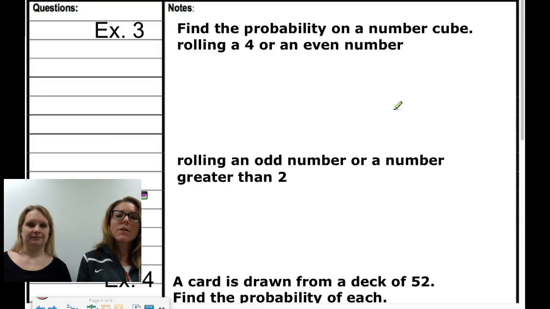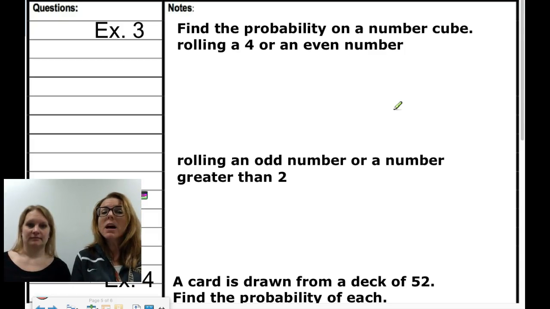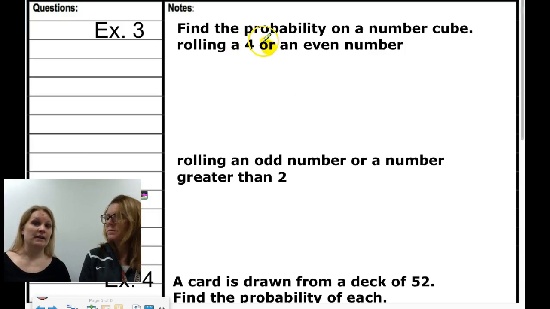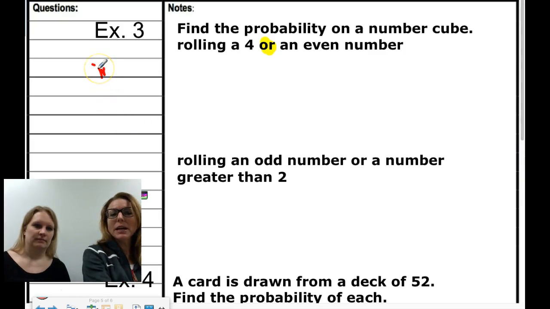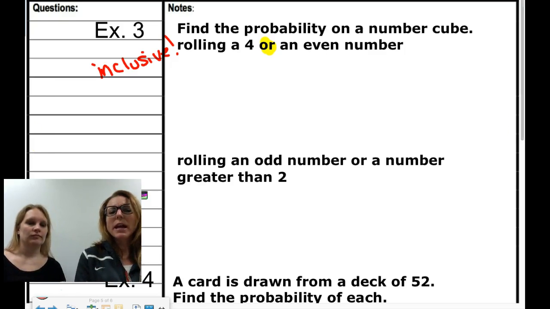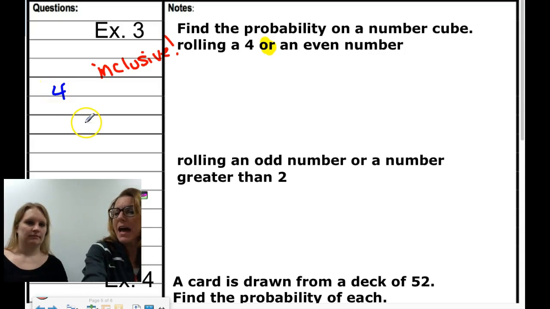Find the probability on a number cube of rolling a 4 or an even number. And we know that a 4 is an even number. I like to do a side note. Instead of probabilities right now, let's write all of the options for rolling a 4. There's only one, just a 4. So 4.